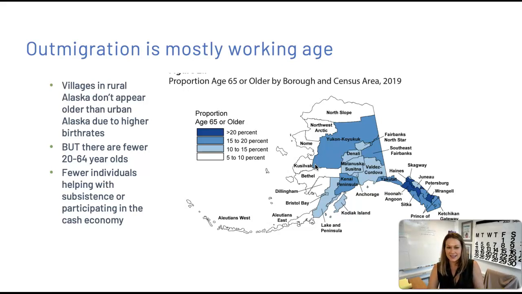That being said, most of the out-migration from these areas is working age individuals, roughly those between the ages of 20 and 64. That creates some challenges for the rural economy because there's fewer individuals that can participate in either the cash economy, so people with cash-paying jobs, or the subsistence economy, so able-bodied individuals who are going out fishing, hunting, gathering, and performing a lot of traditional subsistence activities. We will follow up on the theme of subsistence again in the next video.